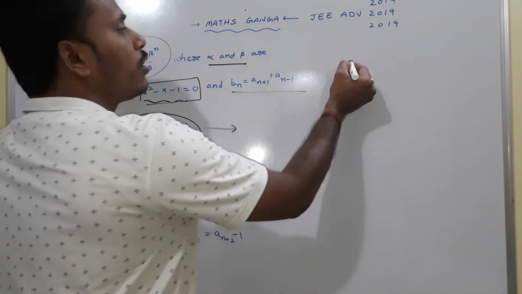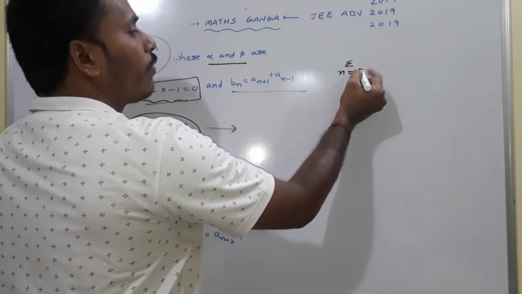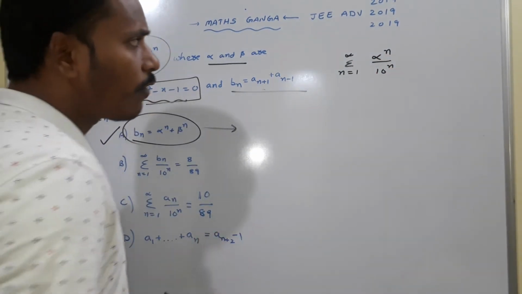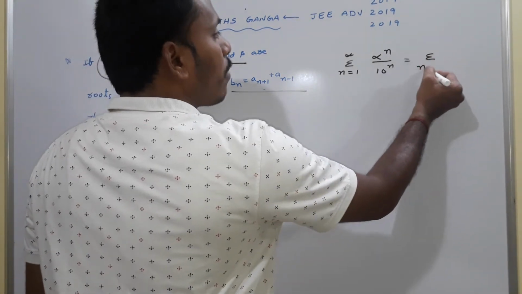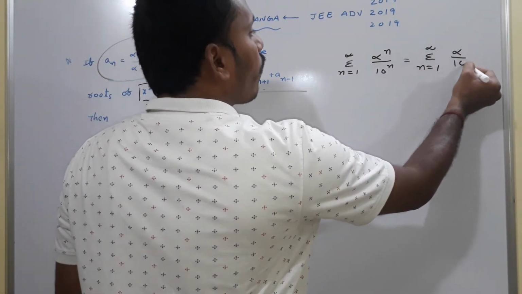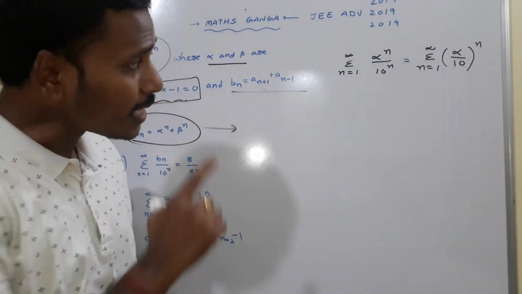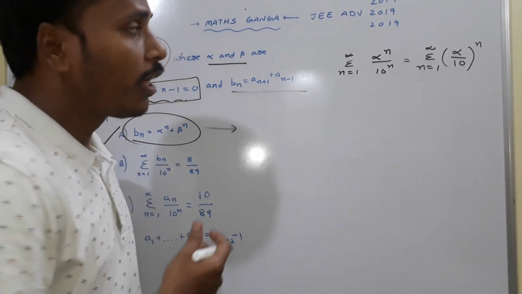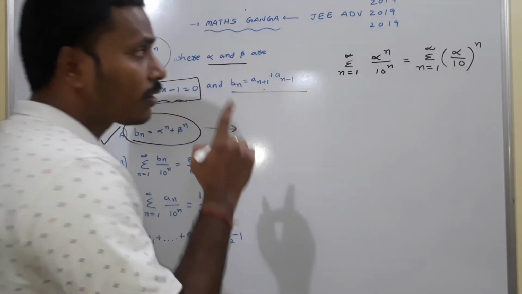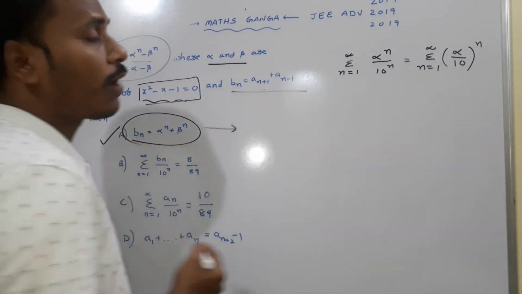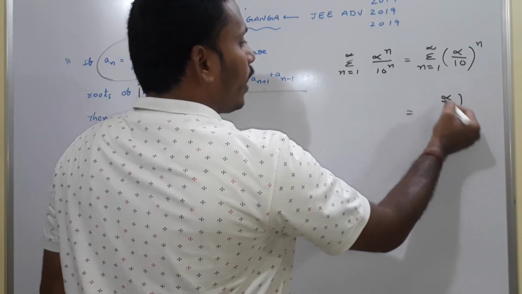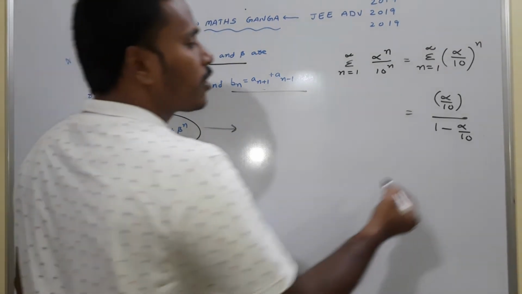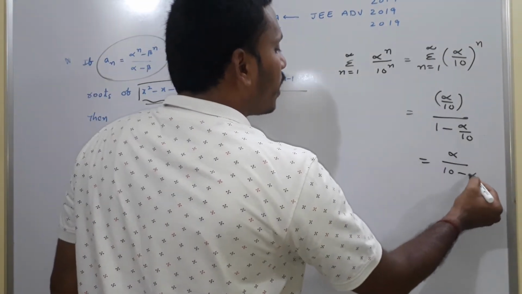See, first thing what I am going to do is, I will calculate sigma n running from 1 to infinity alpha power n by 10 power n. We will write it as sigma n running from 1 to infinity, alpha by 10 to the power n. Since it is infinite terms of GP, the first term, for n equals 1, is alpha by 10, divided by 1 minus the common ratio, which is alpha by 10. On simplification you have alpha by 10 minus alpha.